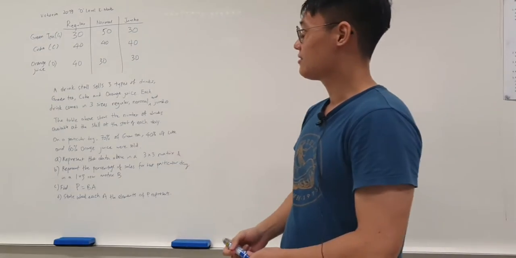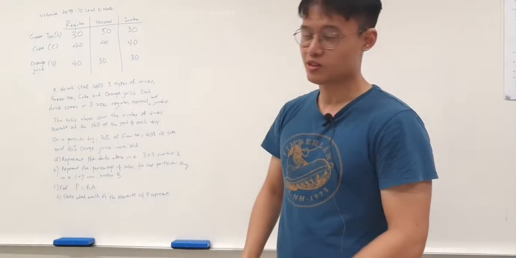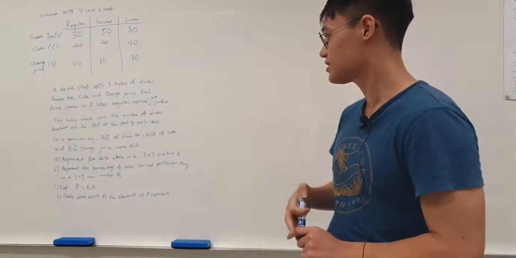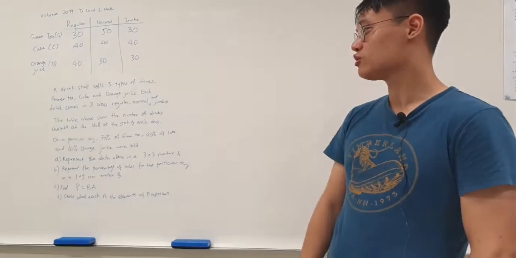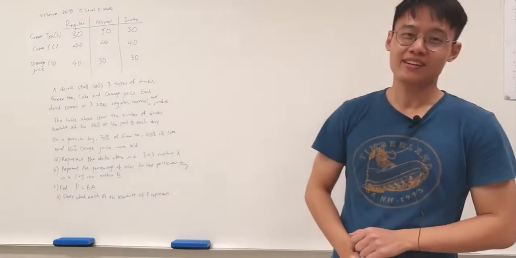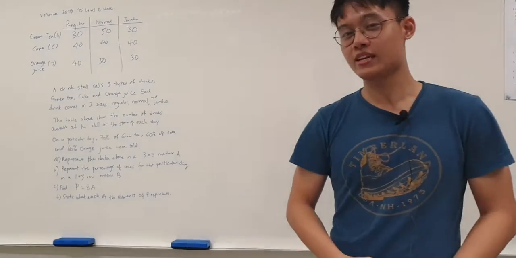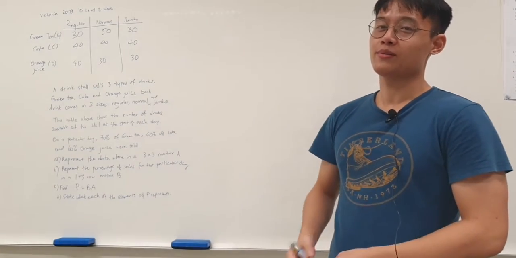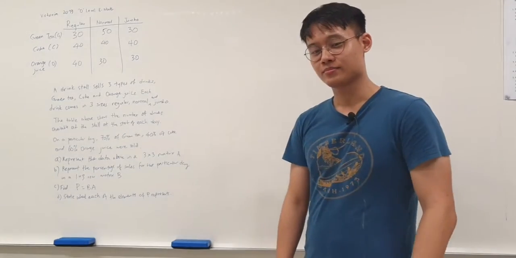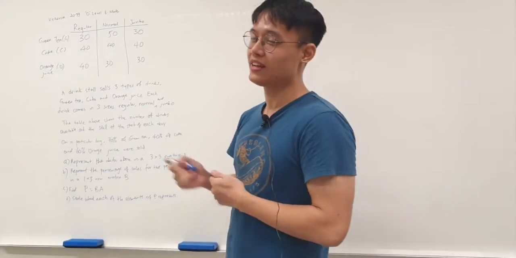So, obviously this is a matrix question. Part A asks: represent the data above in a 3 by 3 matrix A. Part B: represent the percentage of sales for the particular day in a 1 by 3 row matrix B. And part C asks: find P, which is equal to B times A. And lastly, state what each of the elements of P represents. So we will be giving you a few minutes to try this question out. Okay, so now hope you have looked at the question and hope you don't find it too difficult.